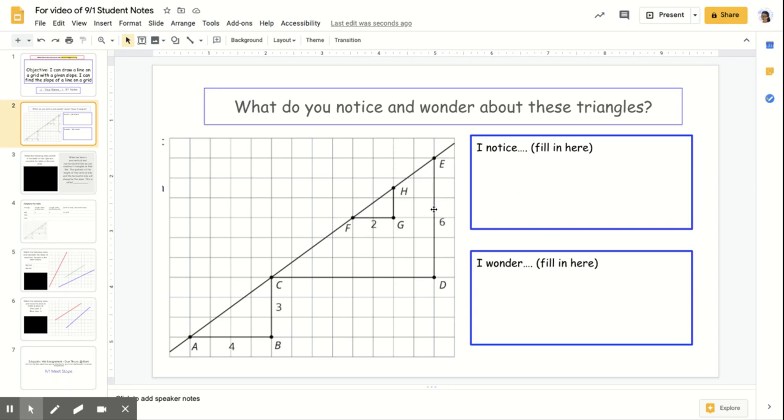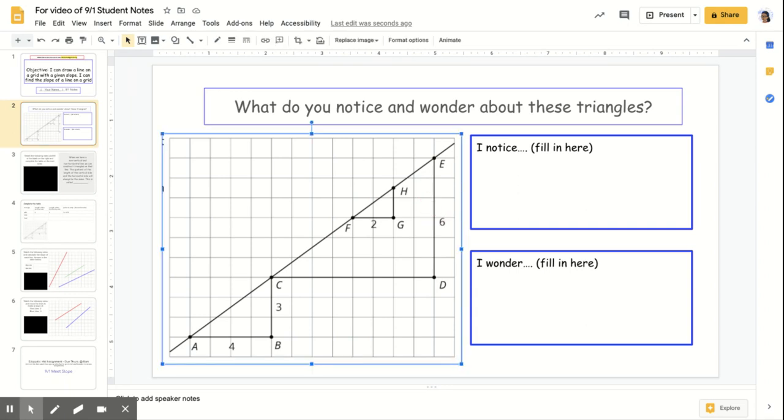I hope you noticed that each triangle has a vertical side, that means up and down, and that each triangle has a horizontal side, which is straight across. You may have noticed that all of those triangles have their slanted sides right along the line. You may have wondered if the triangles are similar. You may have wondered if it matters that one triangle is kind of nested inside the other.